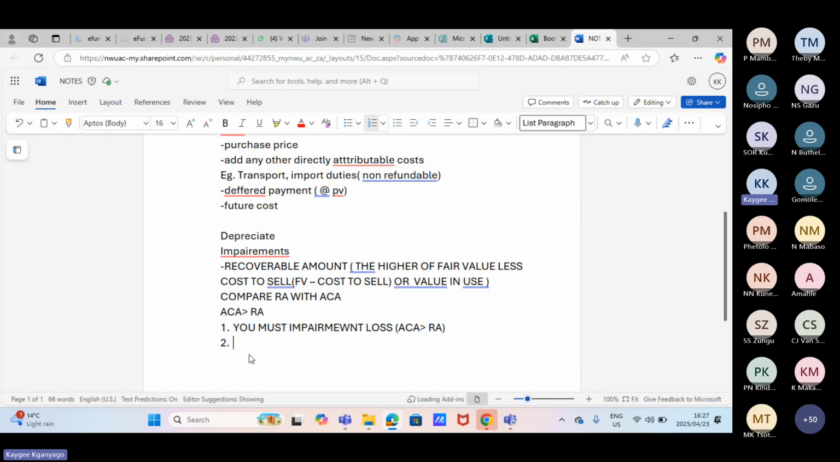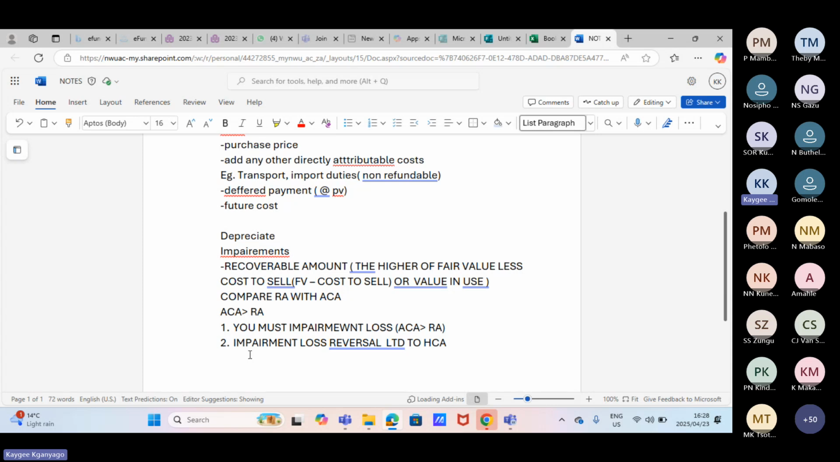Then secondly, you can also have the impairment loss reversal, but this impairment loss reversal is limited to what? Historical carrying amount. You can also have impairment loss reversal limited to HCA. When you talk about HCA, we're talking about the asset depreciates normally as if no other event occurred. Which means if depreciation per year was 100,000 for historical carrying amount, each year it will always be 100,000 until the end of the useful life of that asset.